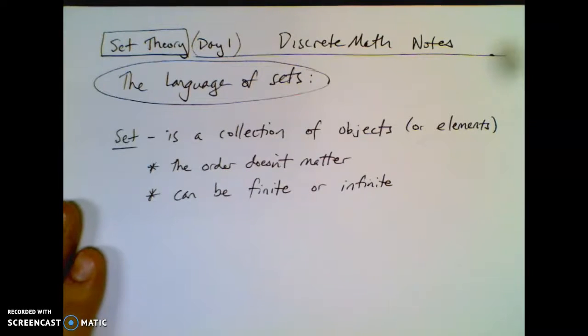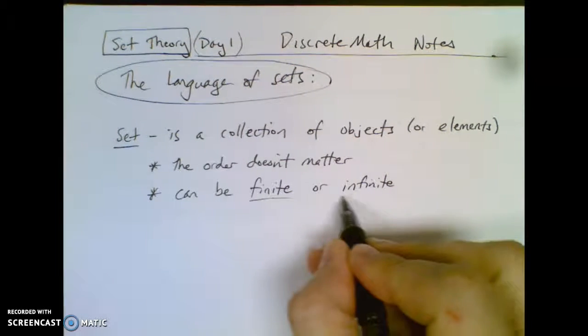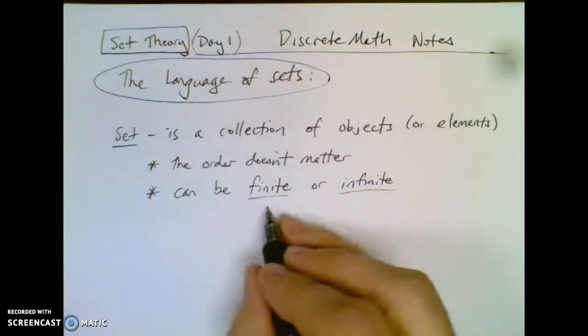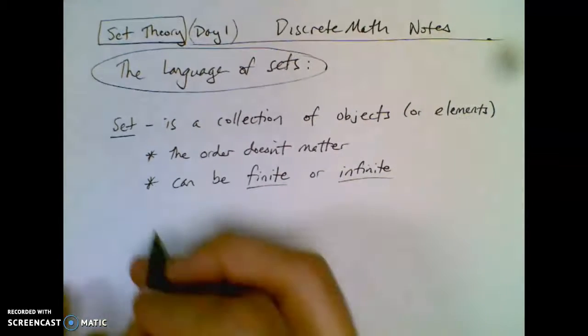And a set, just a quick definition, write this down. A set is a collection of objects or elements. A couple little things to note is the order doesn't matter in a set, and a set can be finite or infinite. Infinite goes on forever. Finite, it's not a word you use as often, but it means it doesn't go on forever. So here's a couple examples.